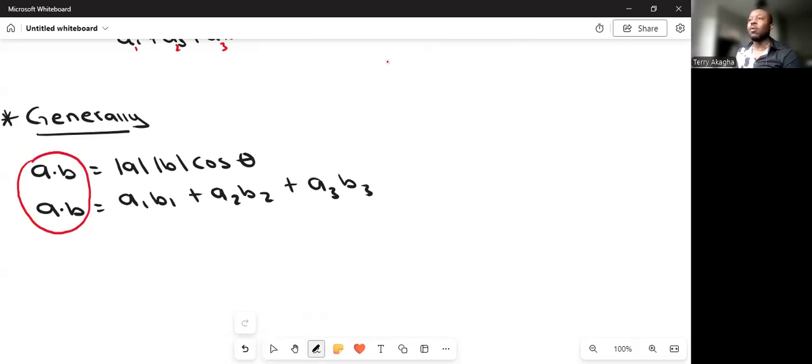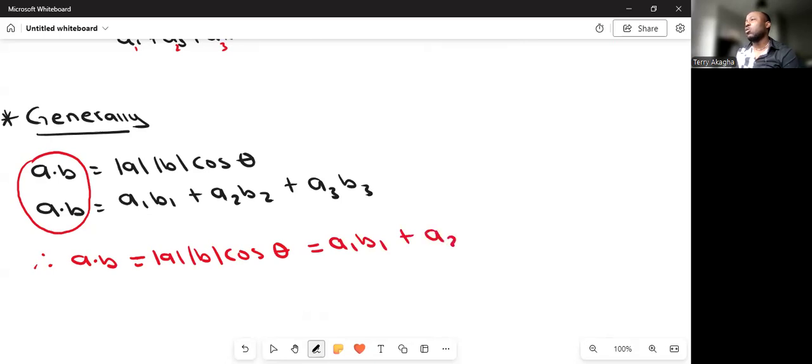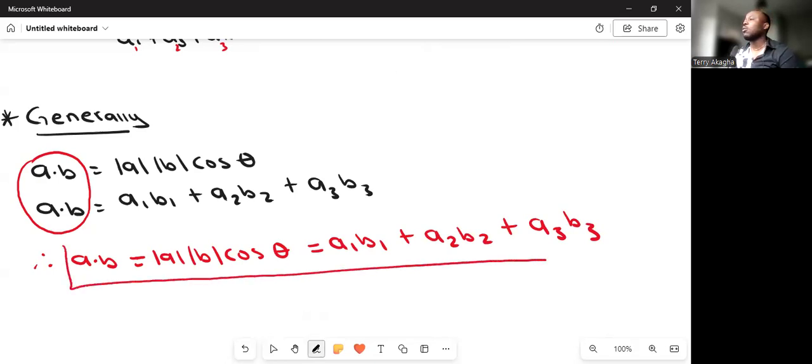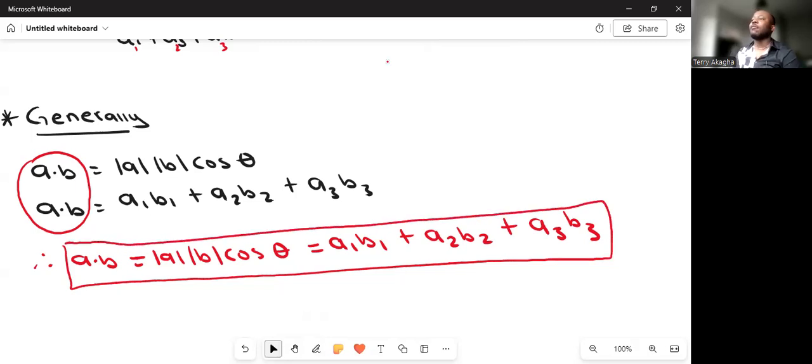So that means I can combine both of them. Therefore, I can now say A dot B will be equal to the magnitude of A, magnitude of B cos theta, and this is the same thing, it's also equal to A1 B1 plus A2 B2 plus A3 B3. Okay? So now with this, I can play around with all types of formulas. I can derive all my formulas from this.